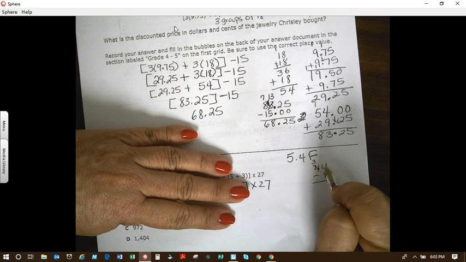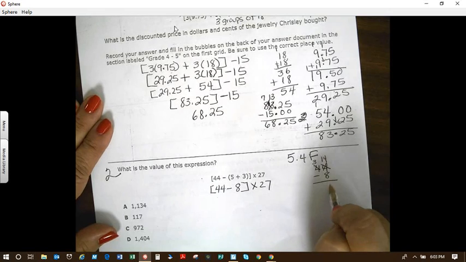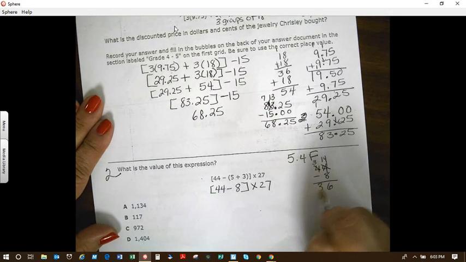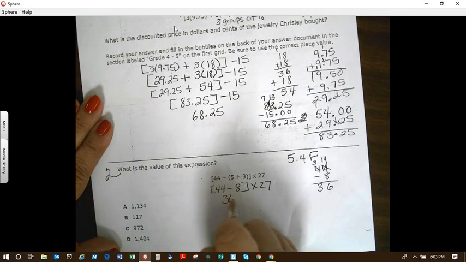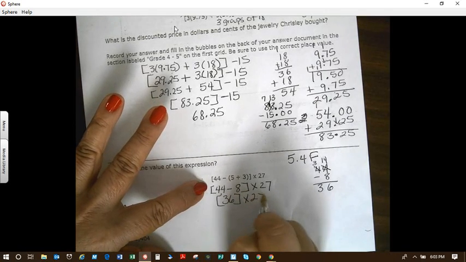So my 3, I'm going to cross that out. Becomes a 14. 14 minus 8 is 6. Bring down my 3. The answer is 36. I'm going to bracket that because that's where I have times 27.